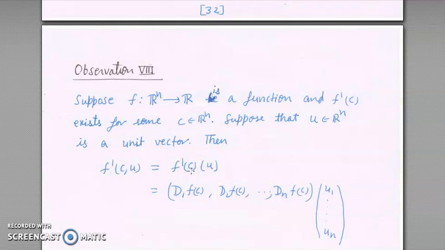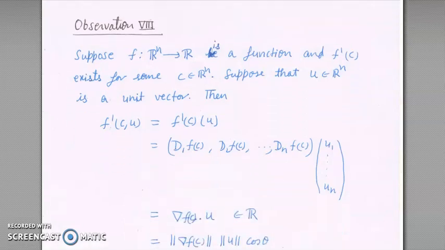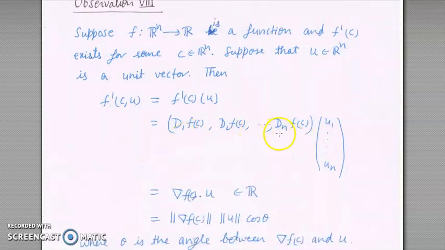So f'(c) is the Jacobian matrix. Because it is an n-variable, real valued function, its Jacobian matrix is of size 1 cross n. So this is D1 f(c), D2 f(c) up to Dn f(c) applied on u1, u2, up to un. So this is nothing but the gradient of f at c dot u.